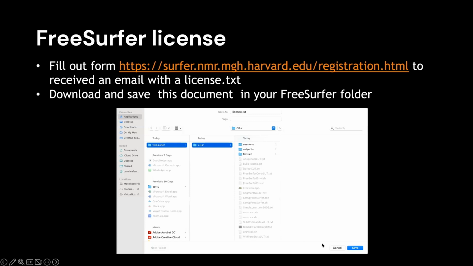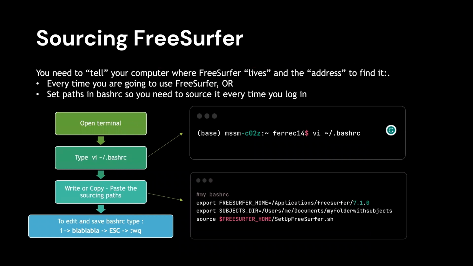So now that you have FreeSurfer on your computer, you need to tell your computer where FreeSurfer lives, basically the address to find it, because eventually you will need to call FreeSurfer and the computer needs to know where to go and find it. And there are two ways of doing this. The first way is that every time you're going to use FreeSurfer, you tell it, okay, my FreeSurfer home is this one, and this is where my subjects are.